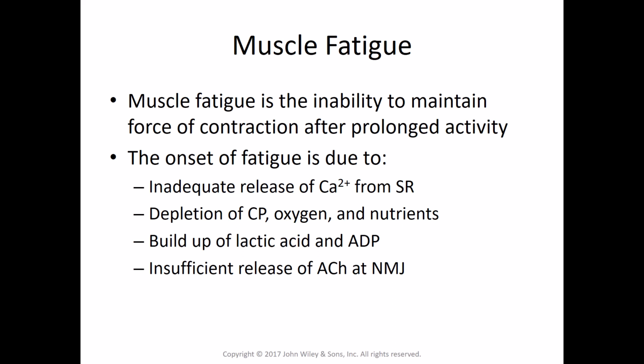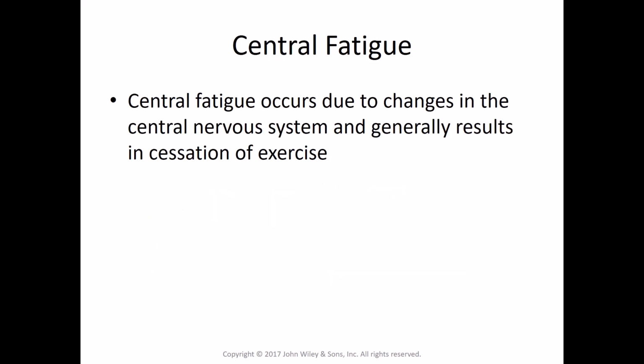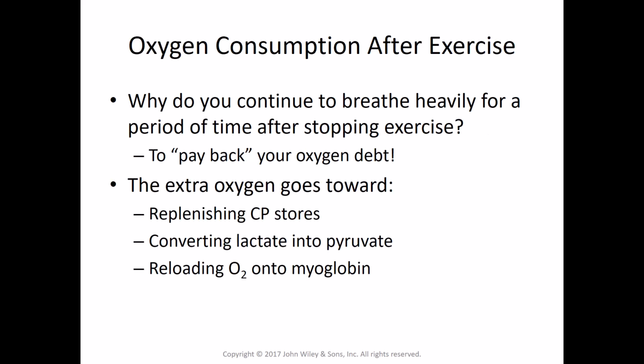We build up lactic acid from glycolysis, and we build up ADPs that we're not able to put phosphates back on as we experience muscle fatigue. And we start to have insufficient release of acetylcholine. ACh stands for acetylcholine, and that's the neurotransmitter used in the neuromuscular junction. All of those things will contribute to our fatigue. One of the interesting things is before we run out of all of these things, we tend to experience central fatigue. And these are changes in the central nervous system that usually cause us to become uncomfortable and stop exercising long before we experience damage to our muscles or clearly run out of everything. And this is probably a protective mechanism.